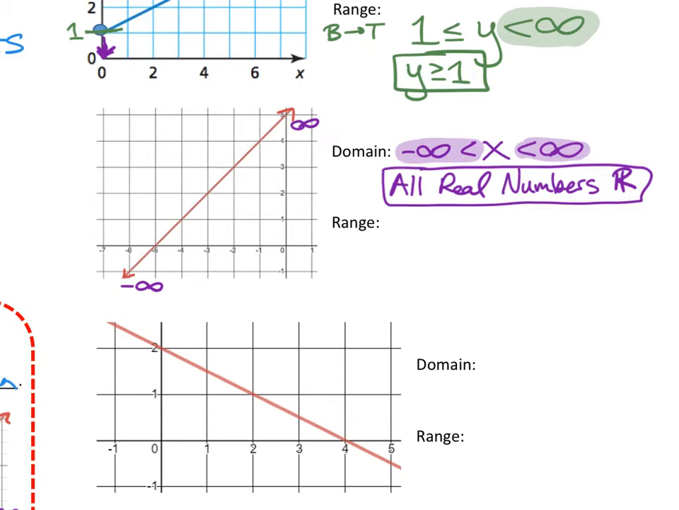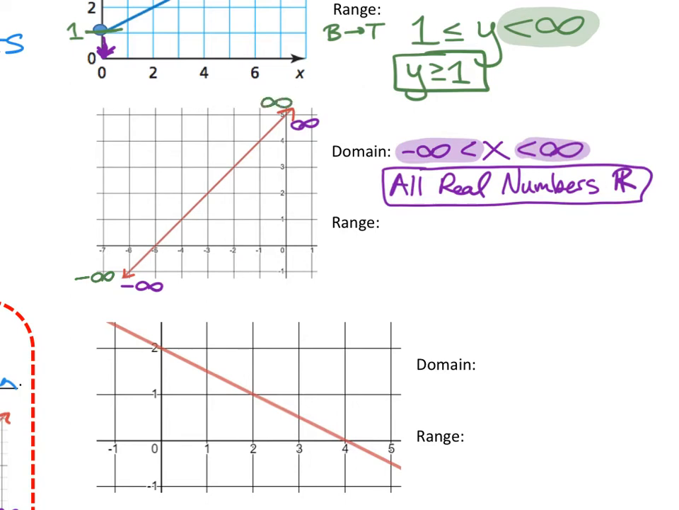So if both sides are infinities, that means you have no number that is not going to work. It means it works everywhere, so that's all real numbers. Let's check the range now. So we're looking from the bottom of the graph to the top. Well, at the bottom I still see an arrow. That's negative infinity. And at the top I see an arrow headed towards positive infinity going up.